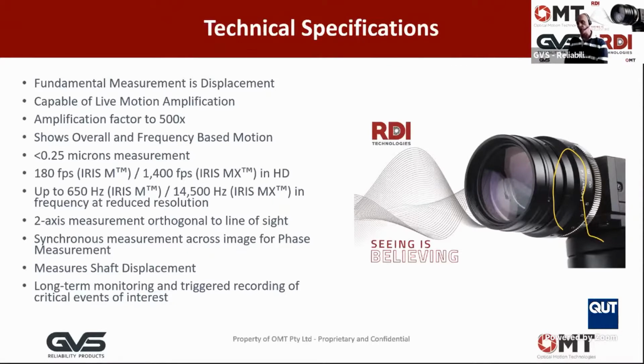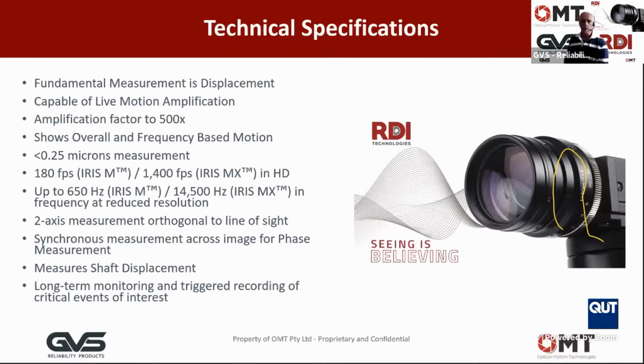Below that, it's just showing you that it can in fact go out to a maximum frequency range with the standard RSM camera of 650 hertz. But to do that, we do need to reduce the resolution of the image that we're acquiring. So no longer HD, we've got fewer pixels in the image, but that would enable us to go out to a higher frequency.